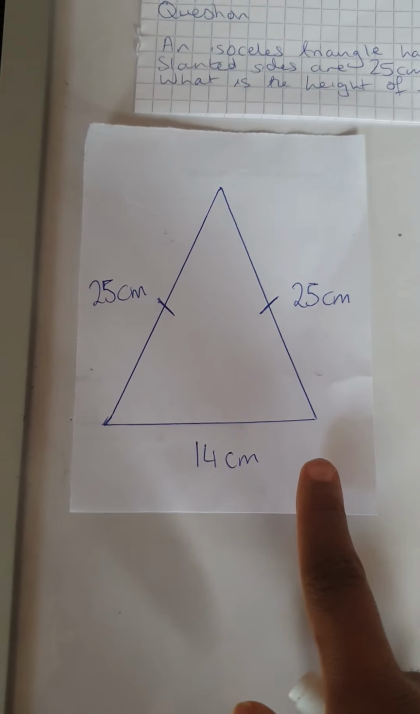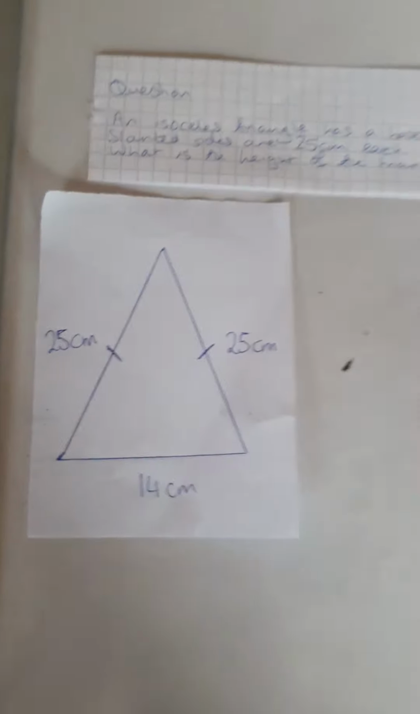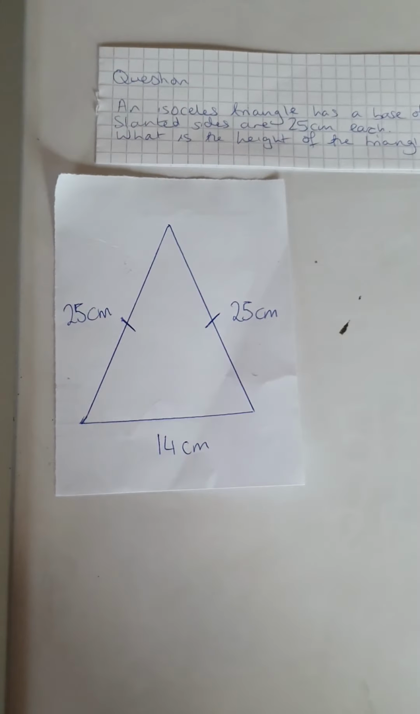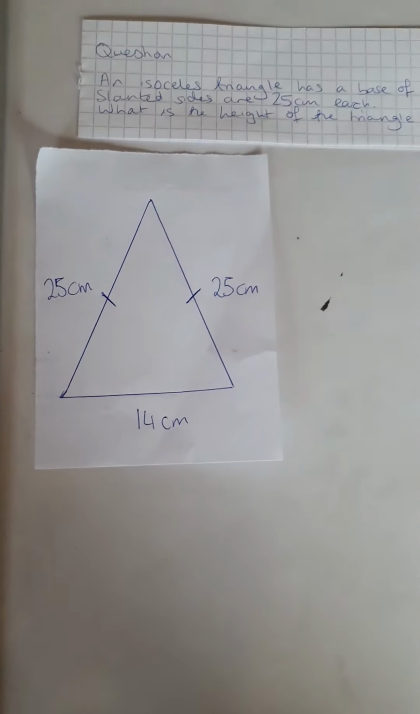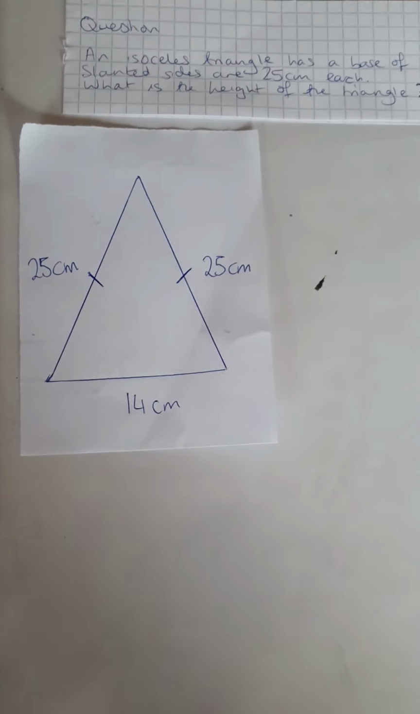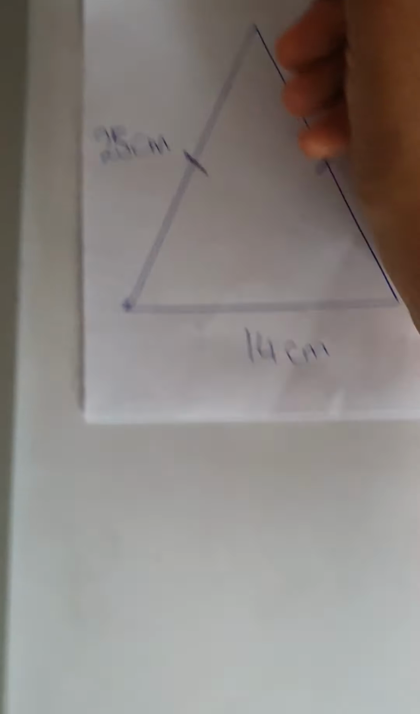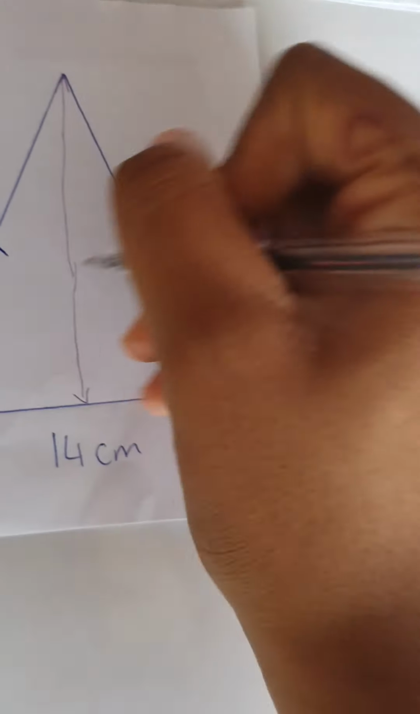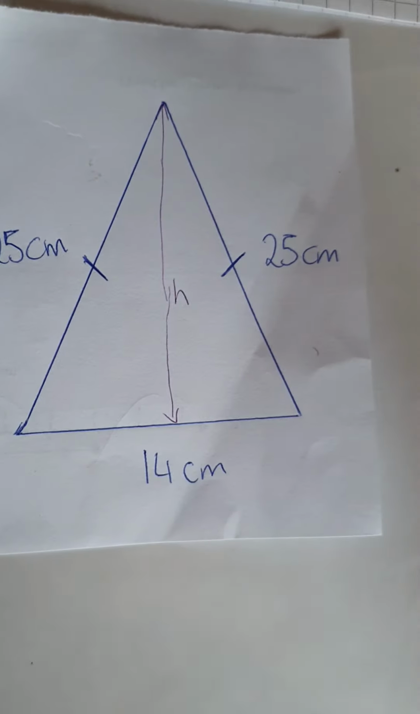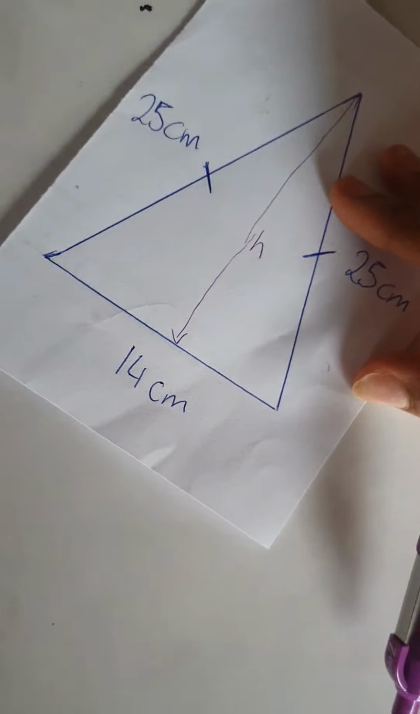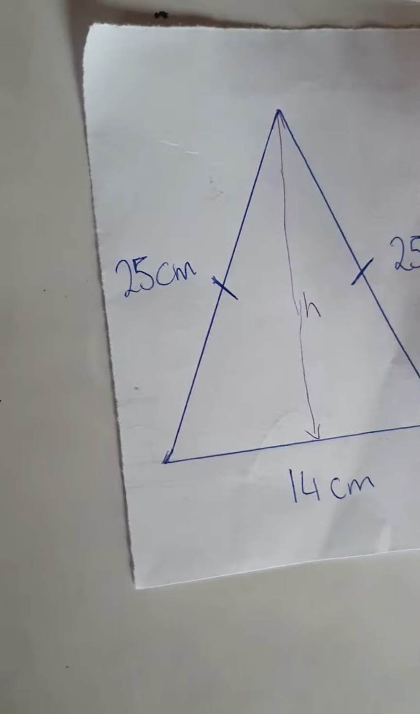Now, I've sketched that out. I've got 14 centimeters along the base, 25 centimeters on each side. Now, I know that because I'm using Pythagoras, I need to find a right angle triangle in there. But how am I going to find it? Well, I'm looking for the height. So I'm looking from the top of here all the way down to the bottom of there. That is my height.